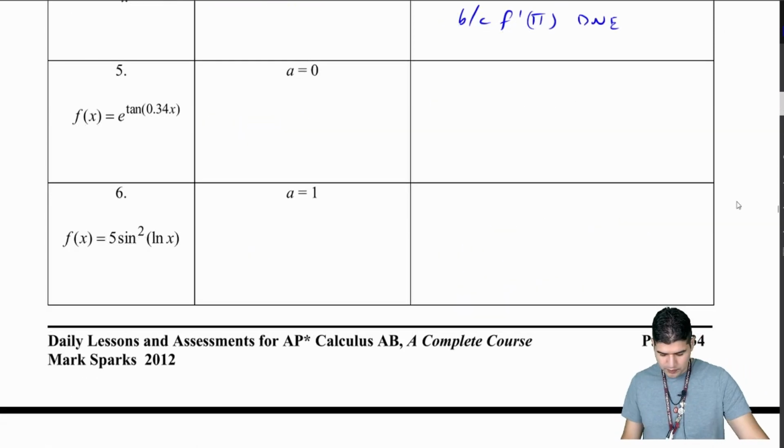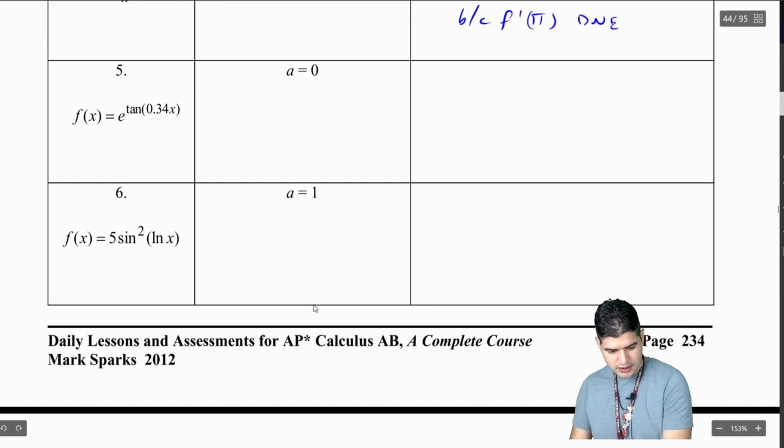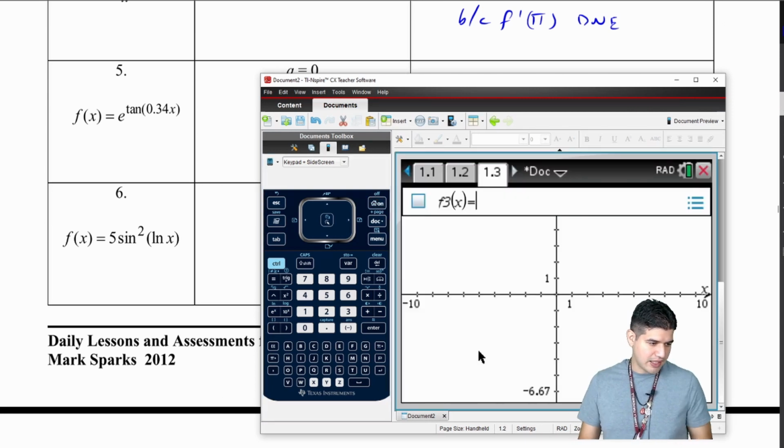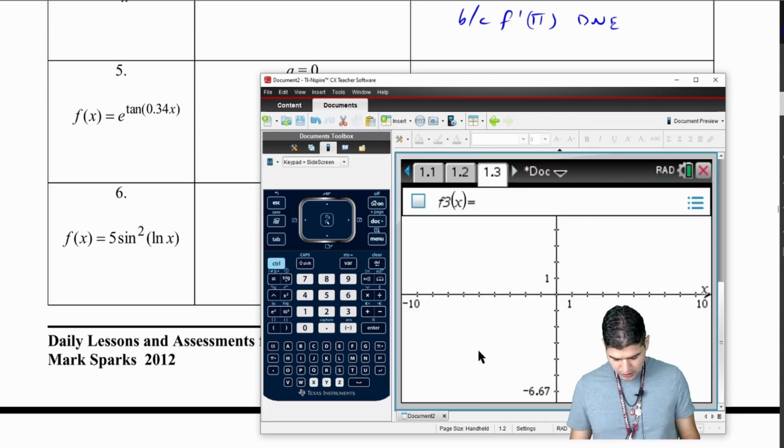Okay, we've got 2 more practice problems here. And so let's see what happens. We gotta make a new graph here. So again, I'm gonna add a graph, and I don't care that it makes a new page. We can delete all that later.